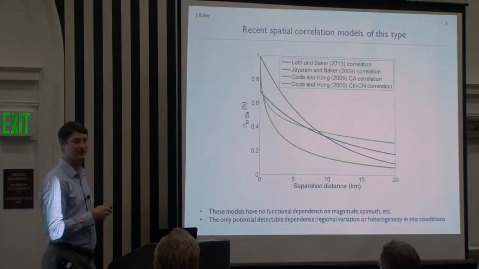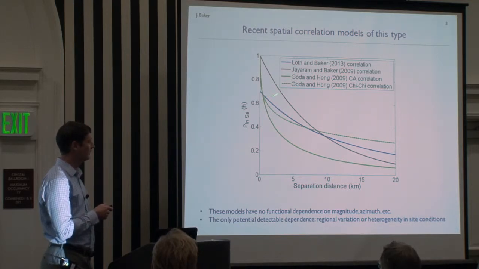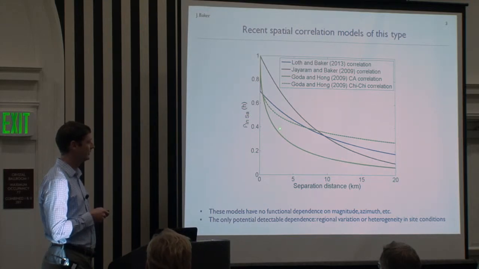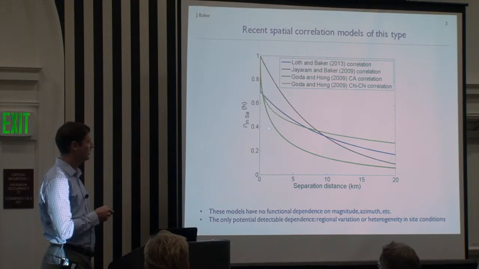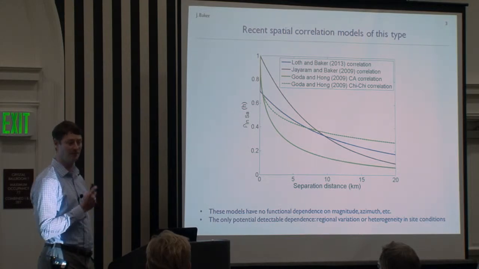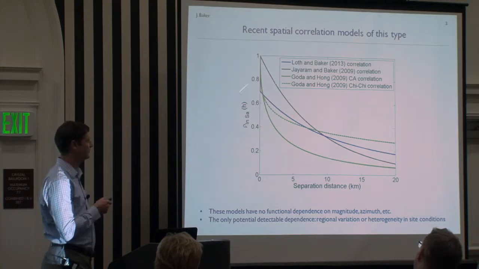Here are 4 plots of different recent models, a couple by my students and some by Goda and Hong, showing the correlation coefficients versus separation distance. Some things to observe: by 20 kilometers plus, you've got very little correlation remaining with this approach. At less than 5 kilometers, they're not particularly well constrained. There aren't tons of observations at those separation distances, so the models vary more widely there.